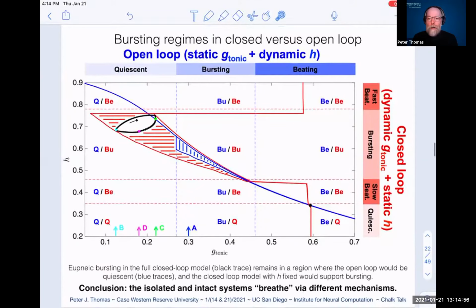Okay, but I'll pause there in case there are questions. There's more to say, but I also see what time it is. So I think I've made my main point.